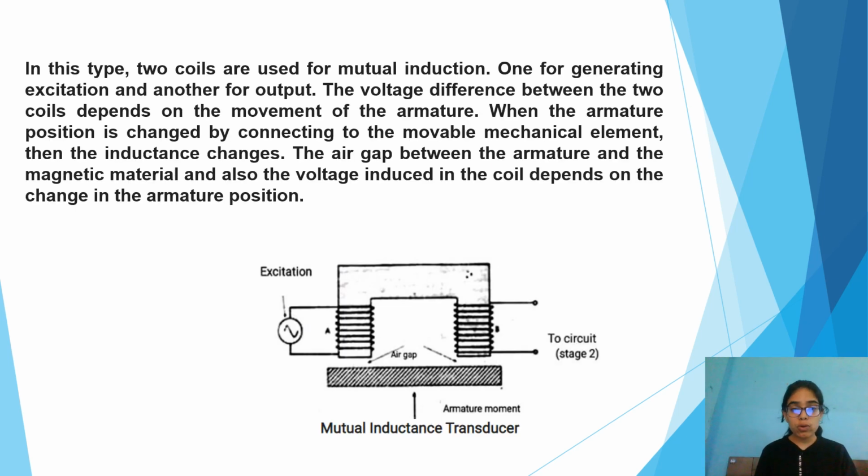In this type, two coils are used for mutual induction, one for generating excitation and another for output. The voltage difference between the two coils depends on the movement of the armature. When the armature position is changed by connecting it to the movable mechanical element, then the inductance changes. The air gap between the armature and the magnetic material, and also the voltage induced in the coil, depends on the change in armature position, and this is the circuit diagram for mutual inductance type transducers.